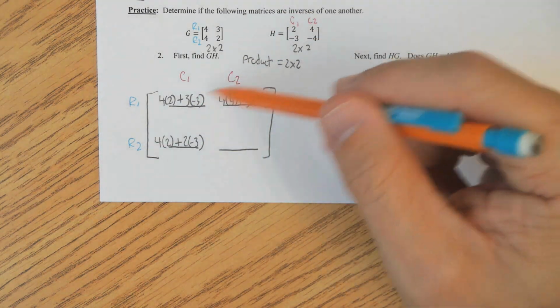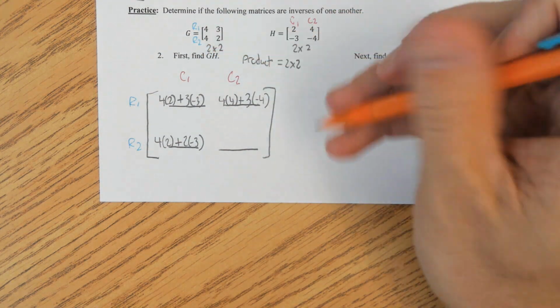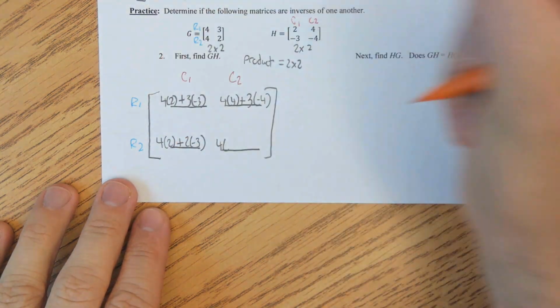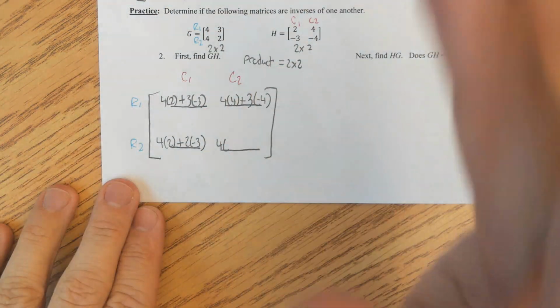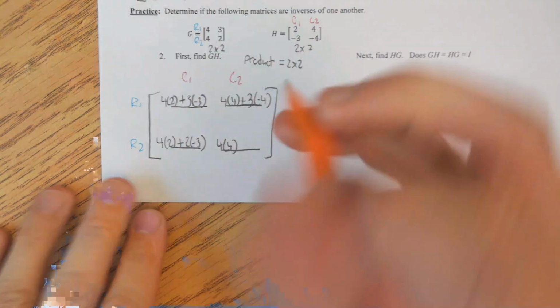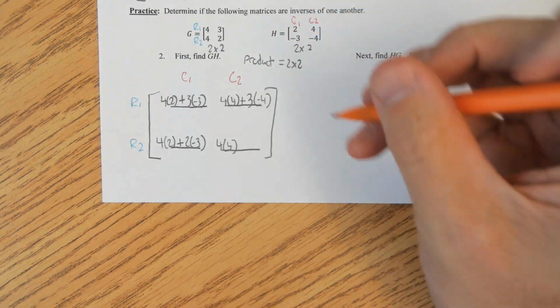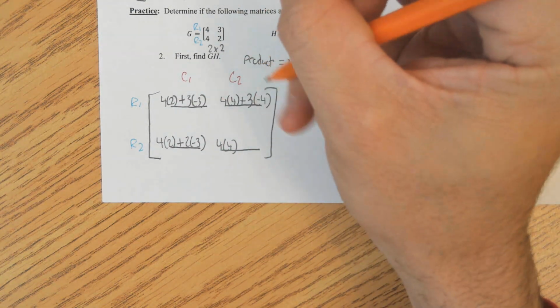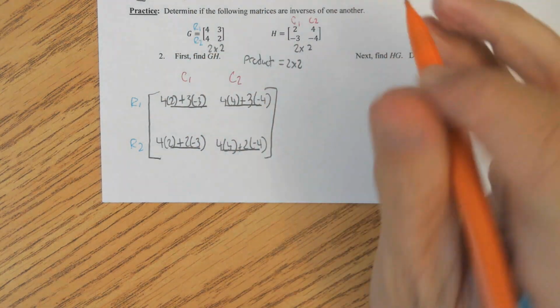Okay, and then last but not least, row 2, column 2 here. So we're going first element in row 2 times the first element in column 2, so 4 times 4. And then the second element in row 2 times the second element in column 2, so we're going to do plus 2 times negative 4.